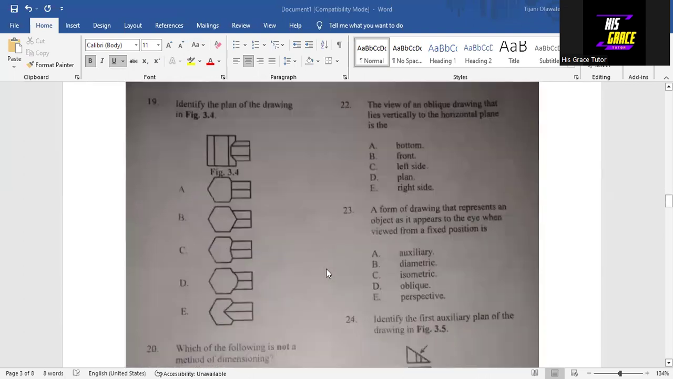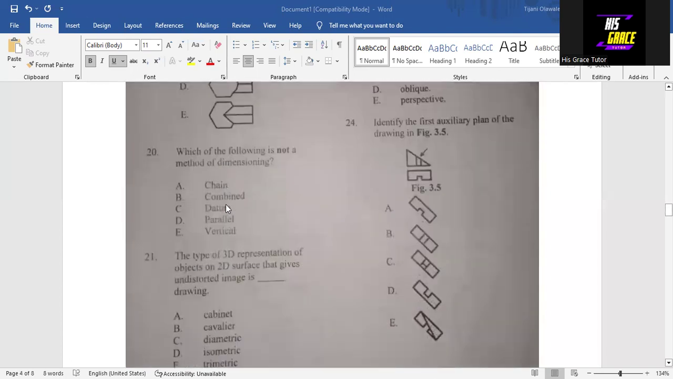Then move to question 19. Identify the plan of the drawing in figure 3.4. The answer is option B. This vertical prism is a hexagonal prism. Also, this is also a hexagonal prism. So that makes us have option B as the plan of the two intersecting solids.